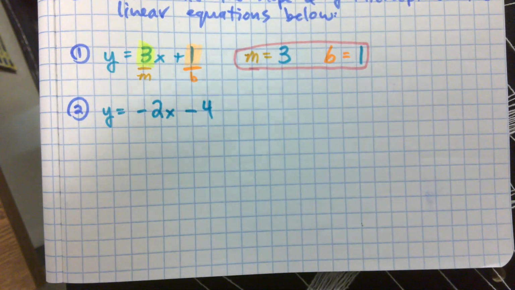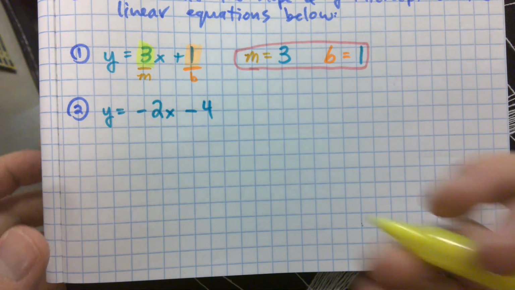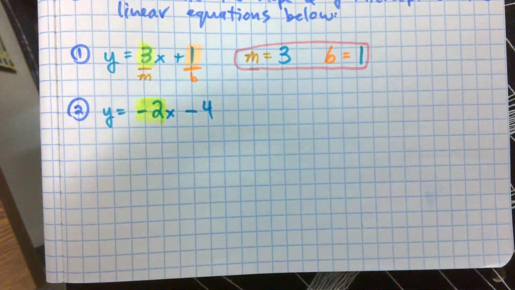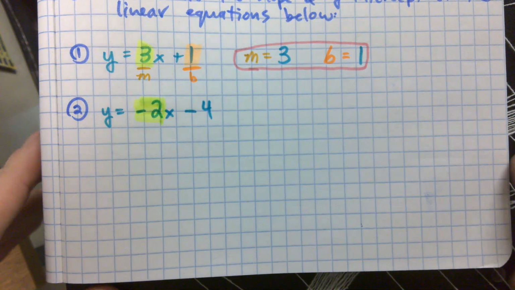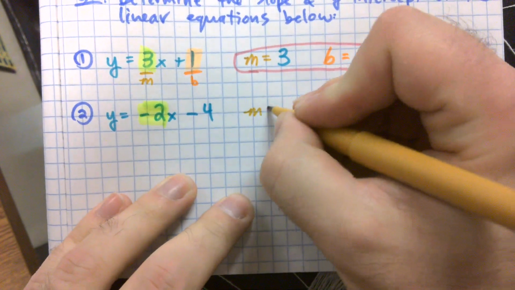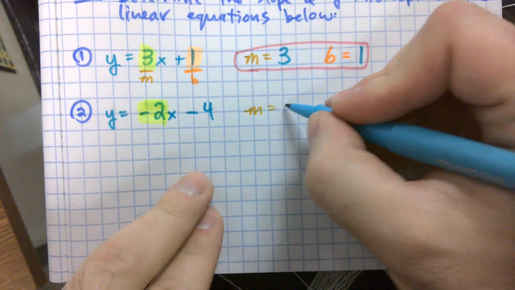So what would our slope be here? Negative 2. Take a look at the whole number that comes in front. Can our slope be negative? Absolutely. It just looks downhill from left to right, like we talked about. So m is equal to negative 2.